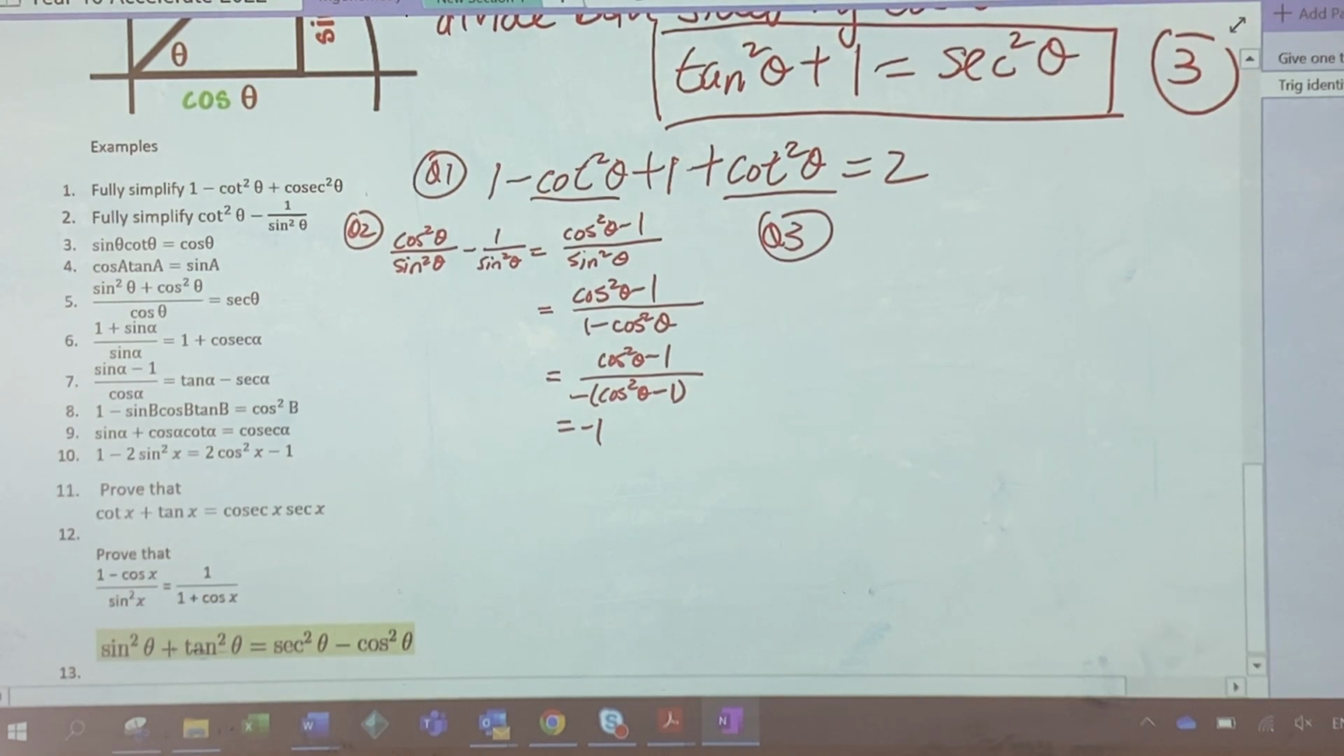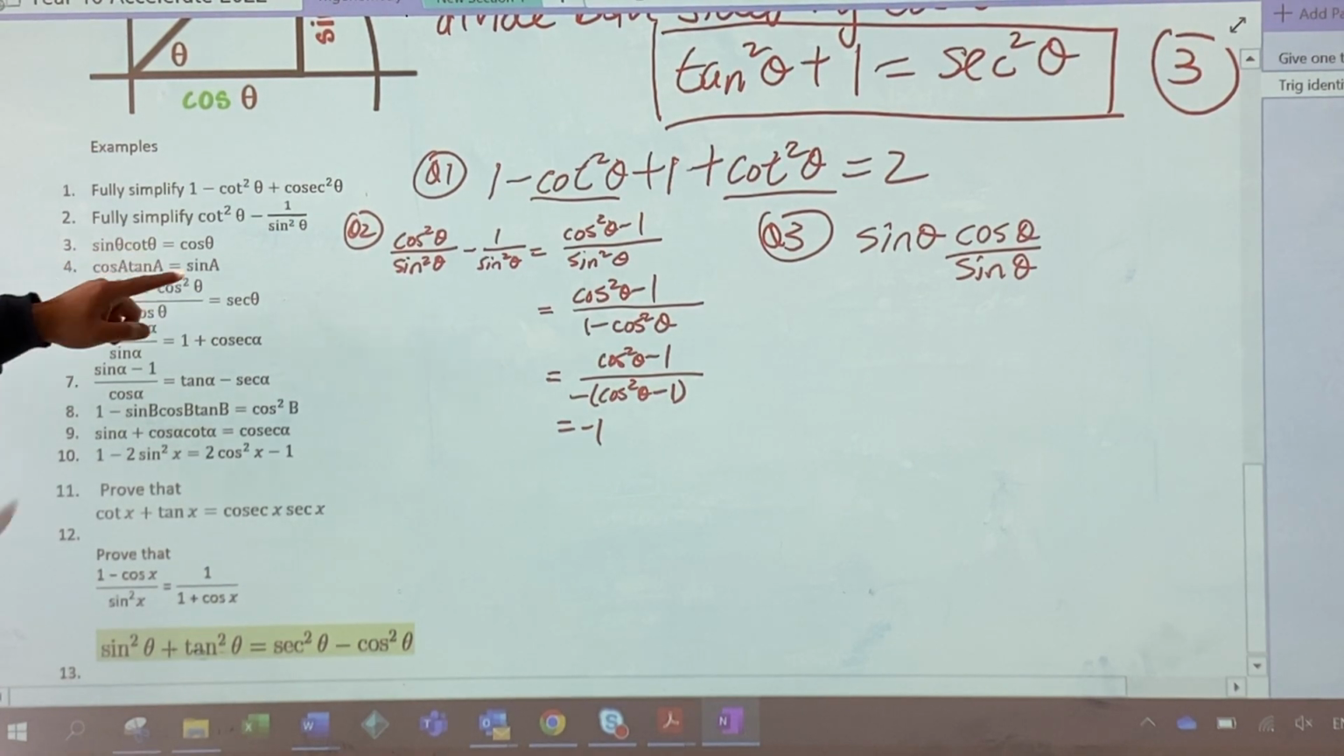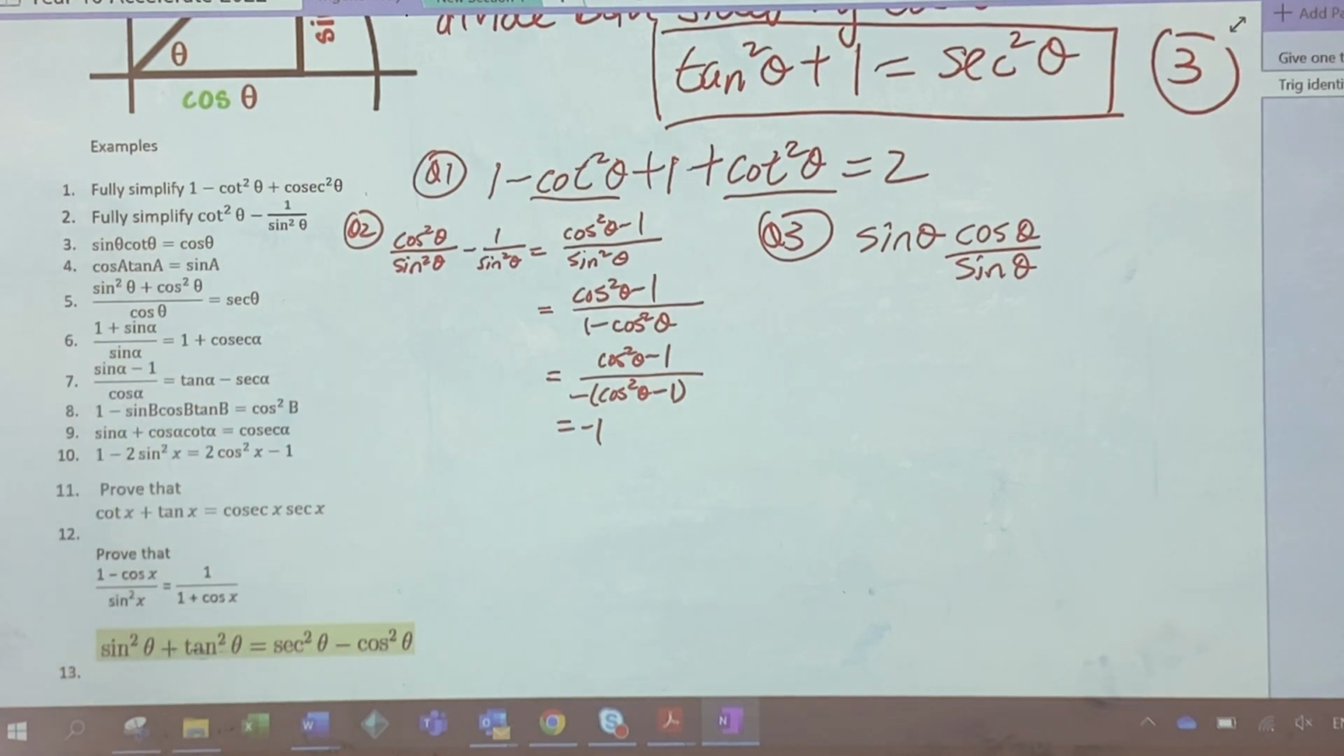Question 3, sine theta. What's sine theta? So sine theta, copy down. What's cos theta? Cos is cos over sine. You agree? Sine and copy down. What's cos? Cos is cos over sine. Then obviously sine and sine cancel.